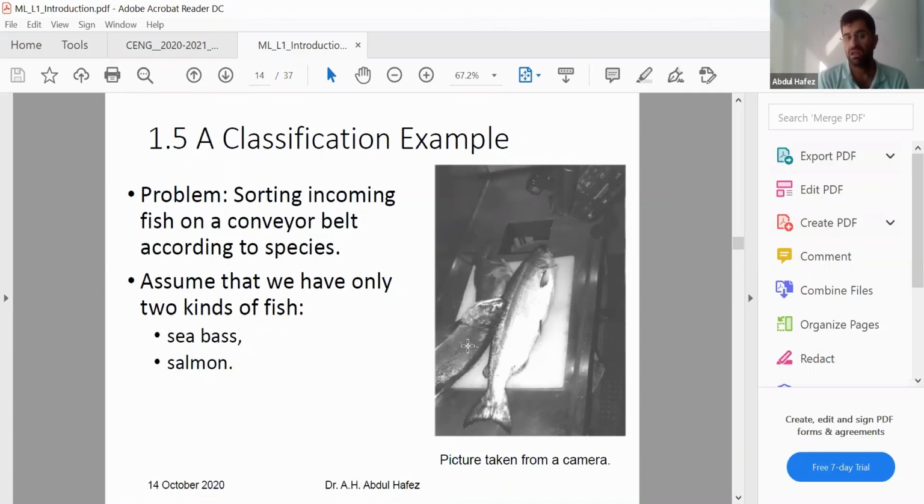Similarly, generally sea bass fish are dark, but sometimes we have a lighter colored fish that is similar to salmon. So what is the conclusion here? Selecting certain features like color or length is sometimes enough, sometimes not enough. Let me explain to you.